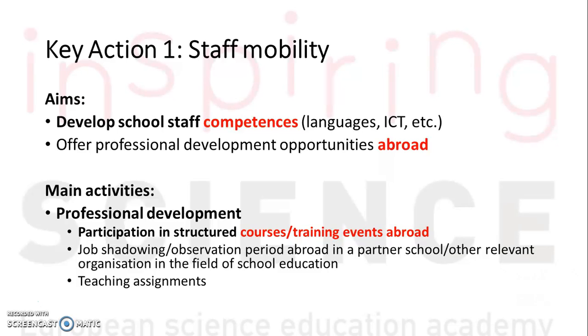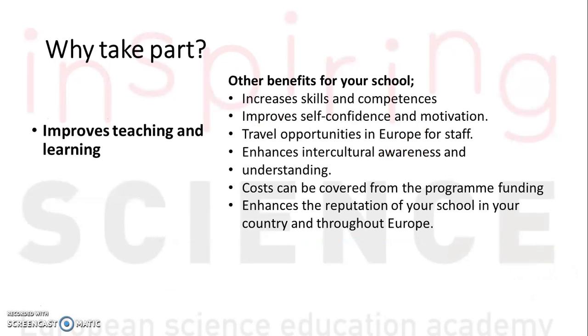The main activities that you can apply for, and which are the most interesting for us in the European Science Education Academy, are, of course, the participation in those structured training courses or training events abroad. Job shadowing and teaching assignments are also eligible options for an application, but we will not go into details on them. We will focus on the participation in structured training courses.